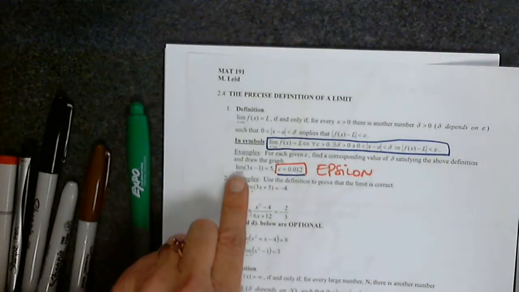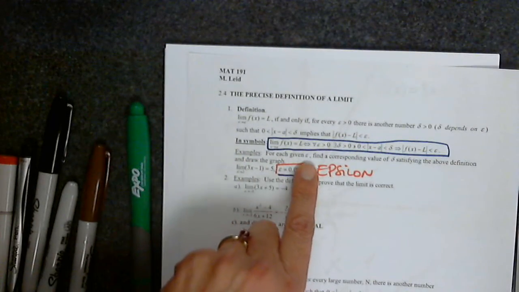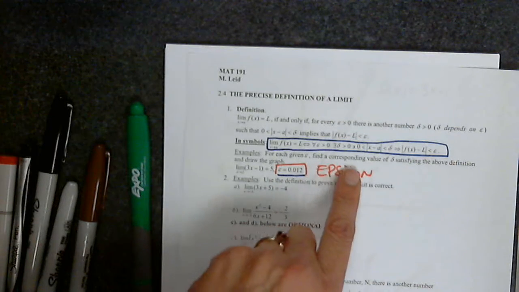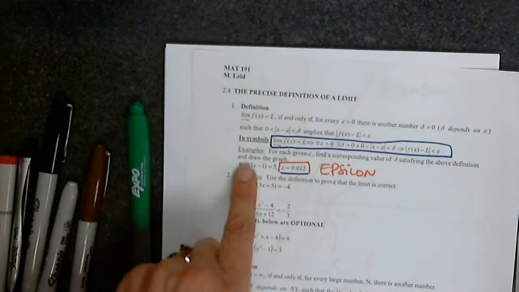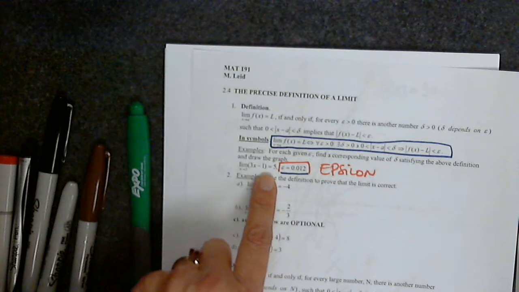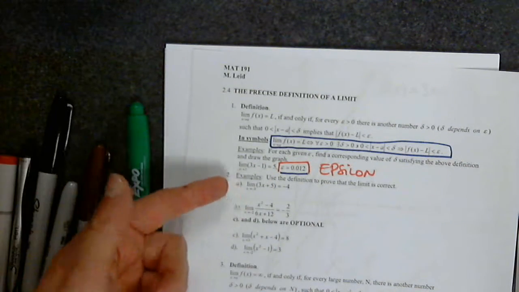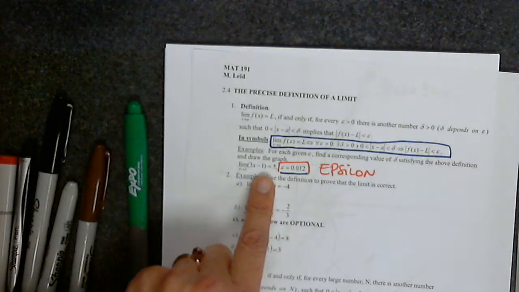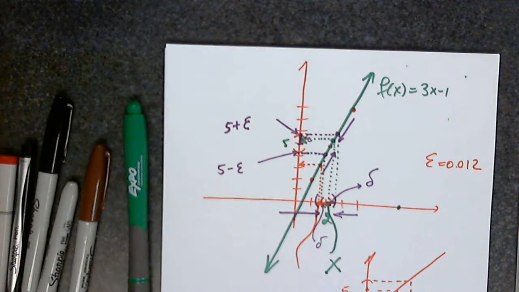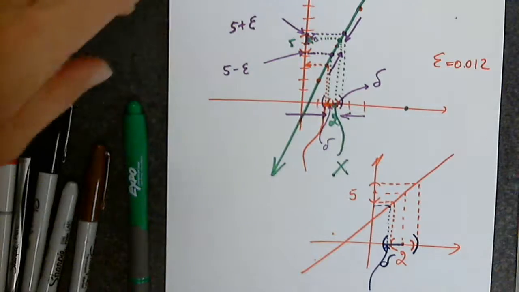One more time, the problem says, for each given epsilon, we are given the epsilon, find the corresponding value delta, which we didn't find yet, satisfying the above definition, and draw the graph. So we presented the graph, we showed that this is what we expected it to be. We were given epsilon, now we have this particular epsilon, and then I would like you to invent another epsilon so we can determine another delta.